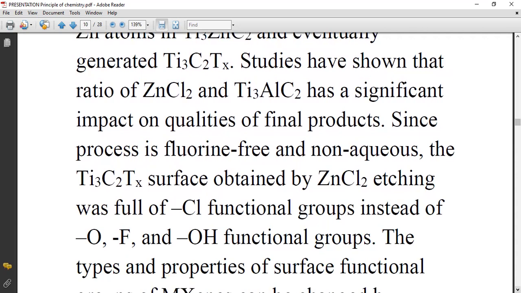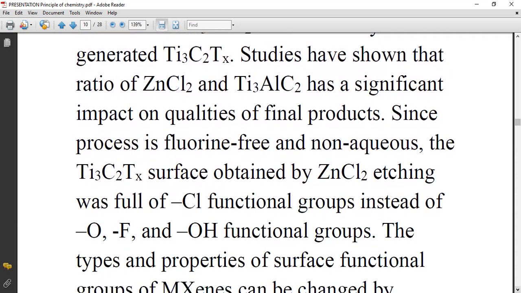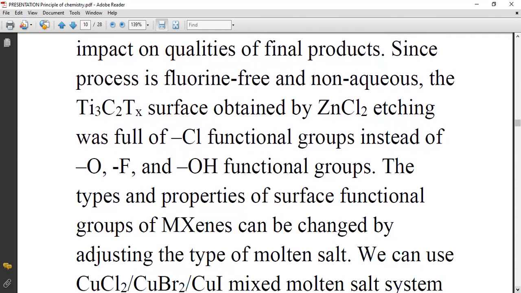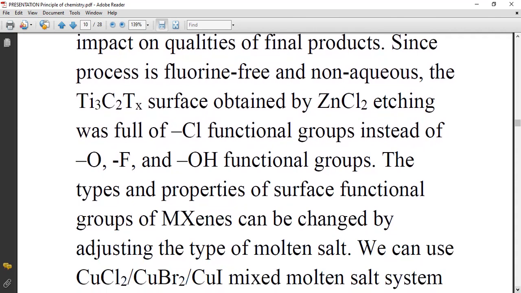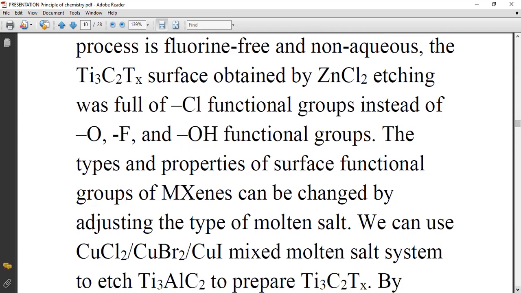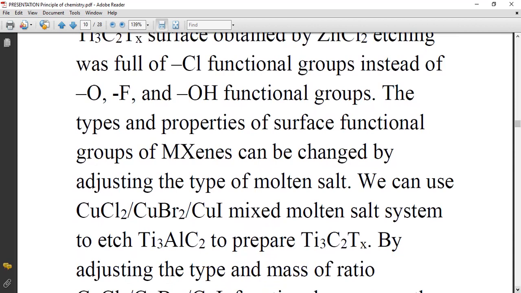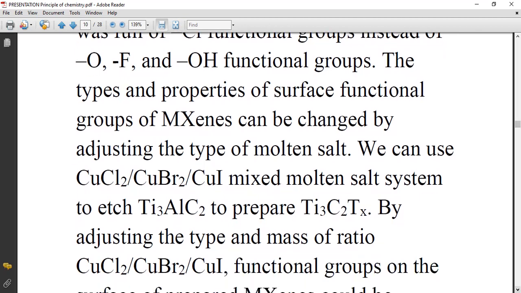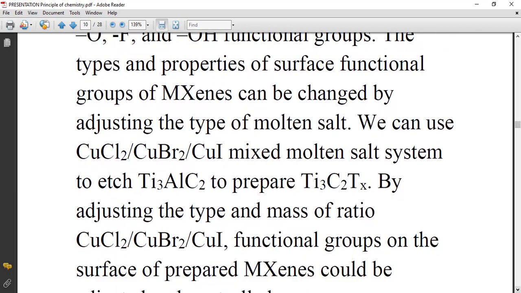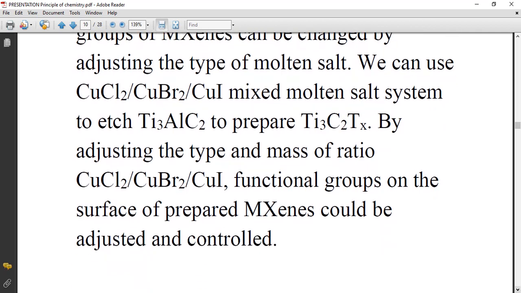Studies have shown that the ratio of zinc chloride has significant impact on the quality of the final products, since the process is fluorine-free and non-aqueous. The MXene surface obtained by zinc chloride etching was full of chlorine functional groups instead of oxygen, fluorine, or hydroxyl functional groups. The types and properties of surface functional groups of MXene can be changed by adjusting the type of molten salt. We can use copper chloride, cuprous bromide, or cuprous iodide mixed molten salt system to prepare MXene.